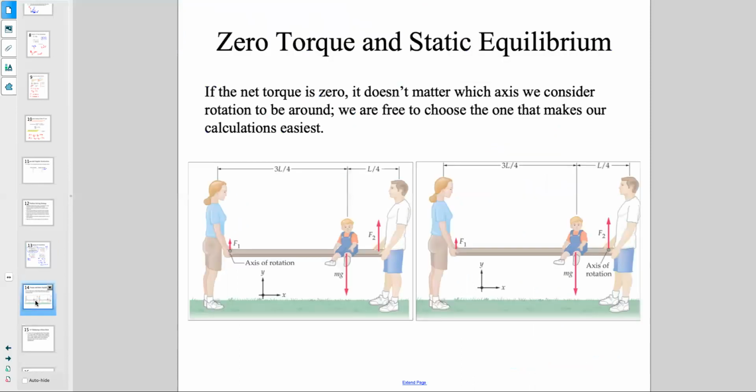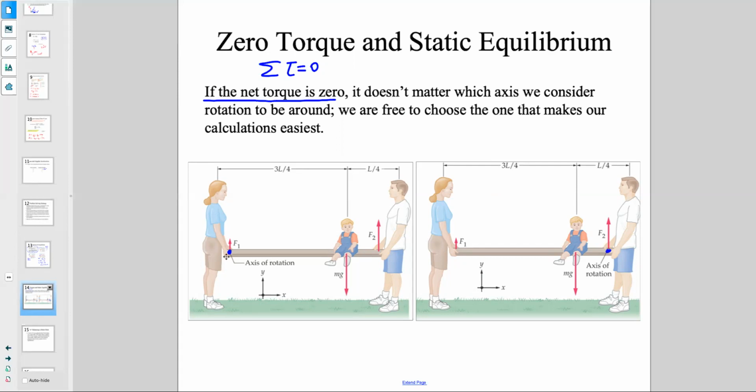Another very important point to find equilibrium is that if the net torque is 0, okay, so in other words, if your total torque is 0, then it doesn't matter which axis we consider rotation to be around. So you can choose this axis, for example, in this example, to be an axis of rotation, okay? Or you can choose this to be the axis of rotation. So we are free to choose the one that makes our calculations easier.